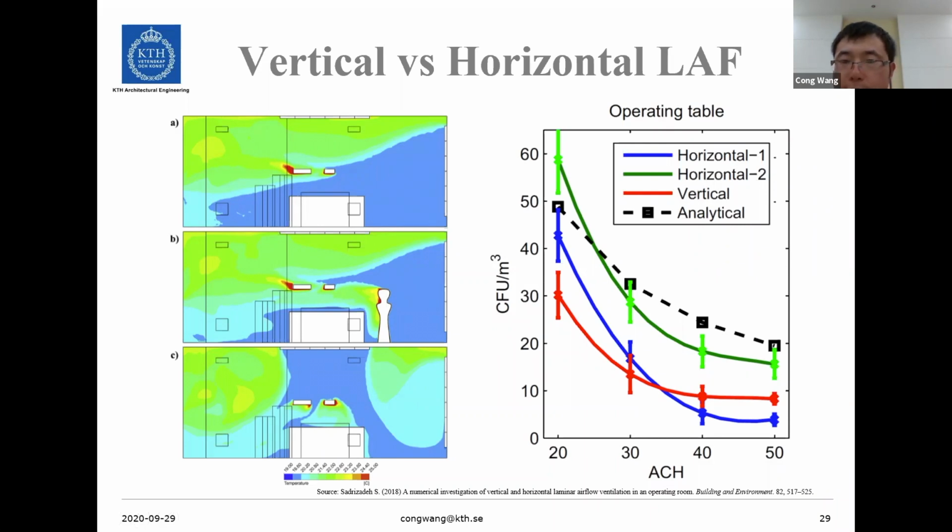If we compare these two internal constellations, horizontal 1, the blue curve, is without any obstructions between the supply diffuser and the operating table. In horizontal 2, the green curve, we have a person standing between. We can see that the presence of this person makes a huge difference. This reminds us that we have to inform the doctors and nurses, especially when they use horizontal laminar flow ventilation, that nothing should be present between the supply diffuser and the operating table.